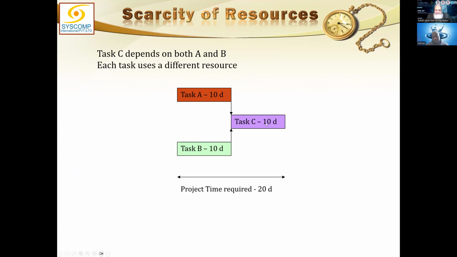Task C cannot be started until task A and task B are finished, right? So it depends upon both of them. And the minimum time these tasks will take: these 2 tasks, A and B, can be done simultaneously in 10 days, and only then C can start. It will take 10 days. So 20 days is the minimum project time these 3 activities are going to take in your project.